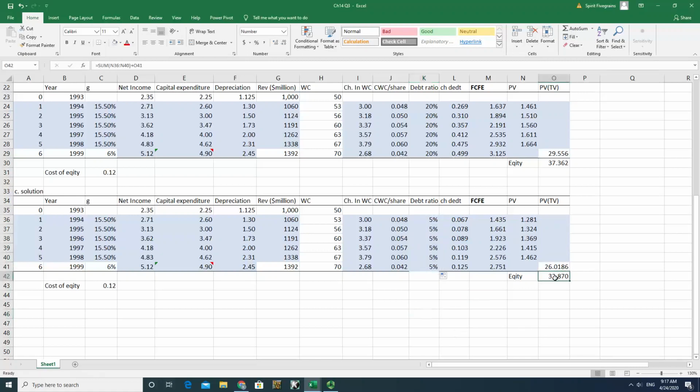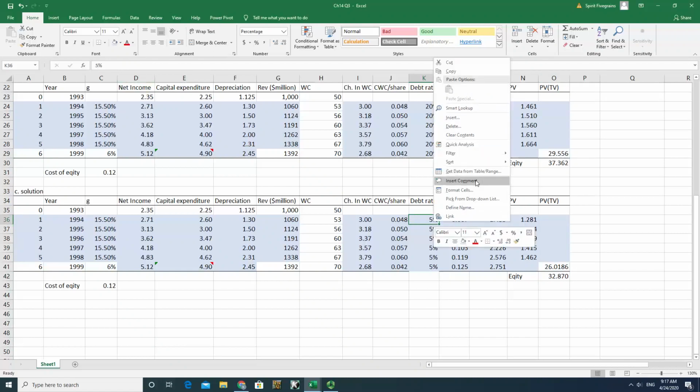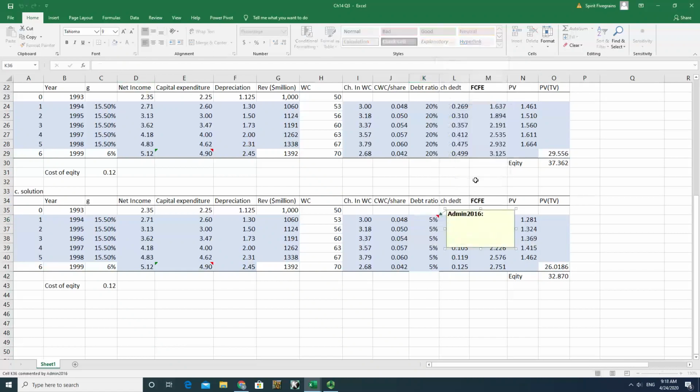Right, so here is the stock value, $33.87. Once again, you want to add another comment here, assuming that ratio is 5%.